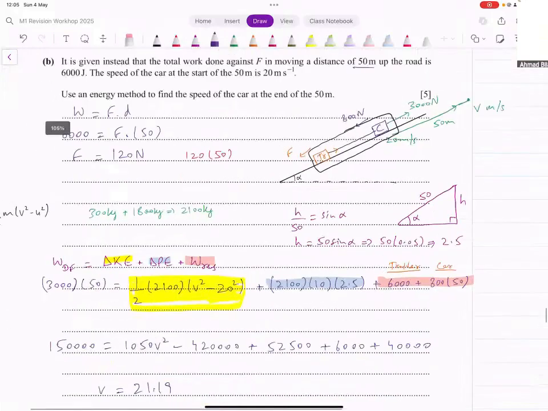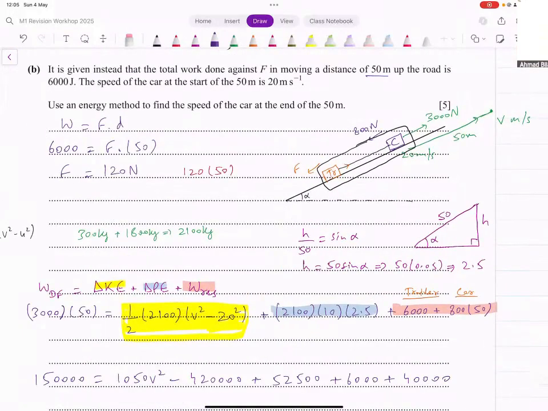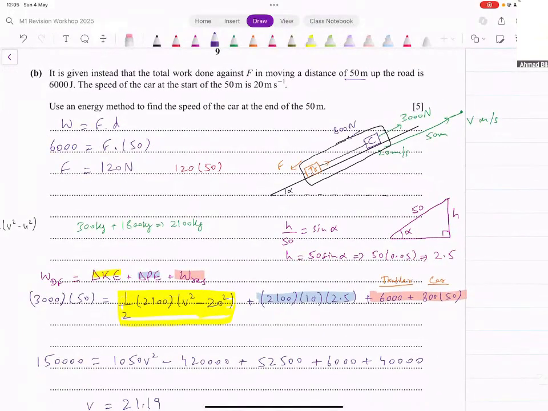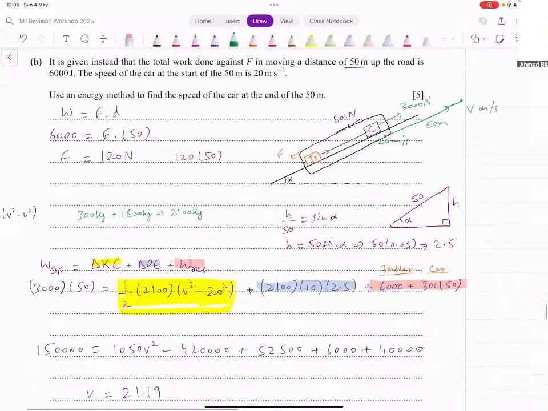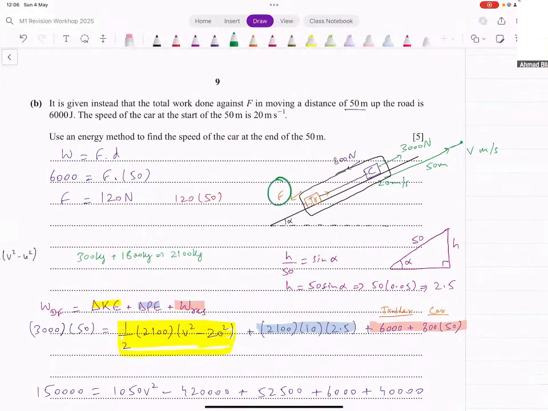But then in the second part, it's given instead that the total work done against F in moving a distance of 50 meters up the road is 6,000 joules. So we know there's a force, there's a friction acting in this direction, and its value is given. Resistance acting in this direction, its value is given as F. Work done against that resistance, what is that? That is 6,000 joules. Again, work done against resistance. Does that remind you of something? Again, work energy principle.